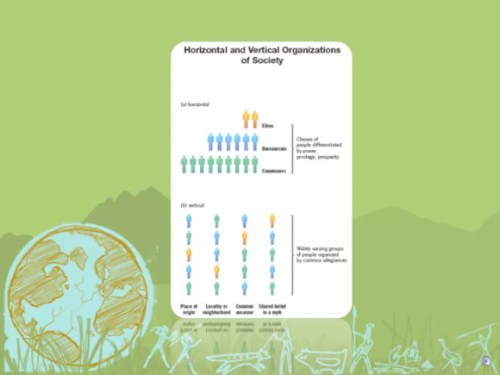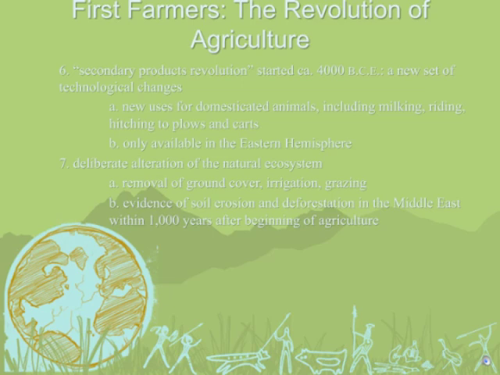All right, here's your horizontal and vertical organization of societies, which we're going to be getting into, some of the social aspects with elites and bureaucrats and commoners and what that is all going to entail.